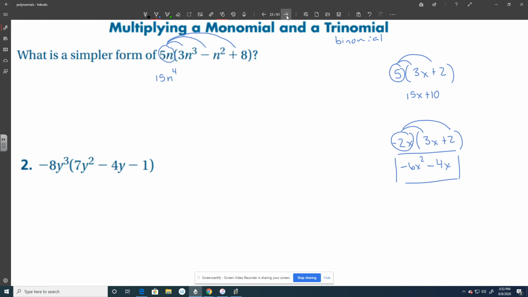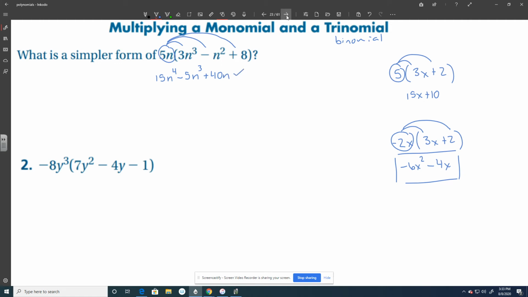Now 5n times negative n squared. 5 times negative 1 is just negative 5. N multiplied by n squared, that's 3n, so that's n to the 3rd power. And then 5n multiplied by a positive 8. 5 times 8 is 40, so plus 40. N times nothing else is just n. So that would be my final answer.